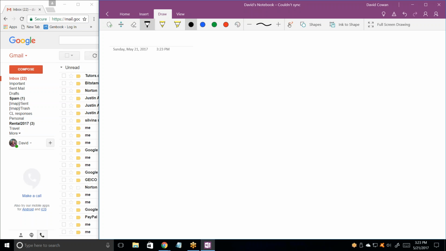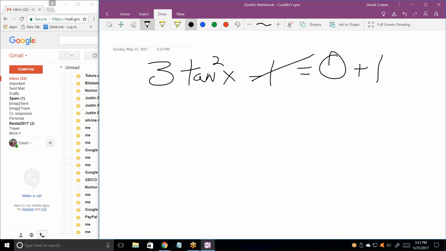Okay, the next one is 3 tangent squared of x minus 1 equals 0. Okay. First step? The first step is to move the 1 over, so it becomes 3 tan squared of x equals 1, and then you divide by 3, so it becomes tan squared of x equals 1 over 3.